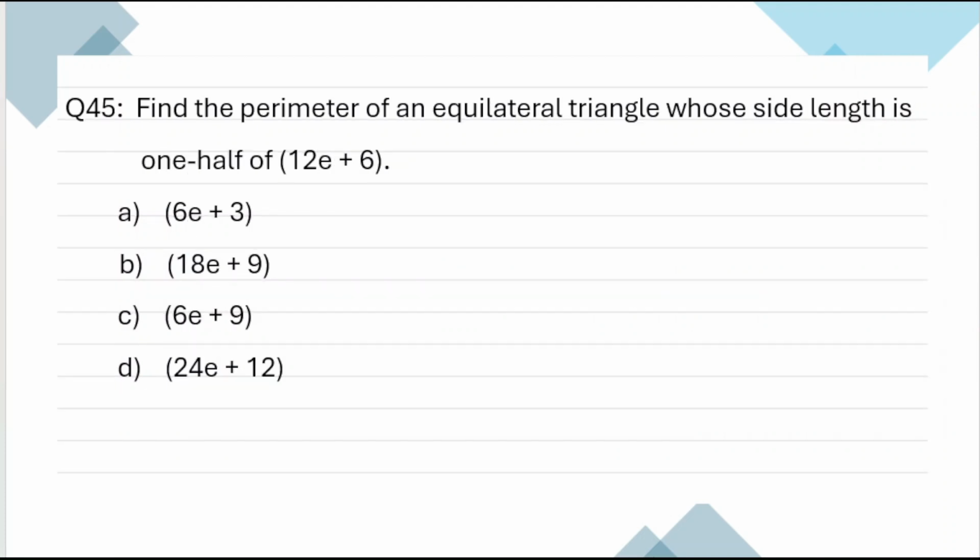Find the perimeter of an equilateral triangle whose side length is 1/2 of 12e plus 6. What is an equilateral triangle? Equilateral triangles are the triangles whose all the sides are equal. So the side length is not 12e plus 6. It's half of 12e plus 6. So what is half of 12e plus 6?